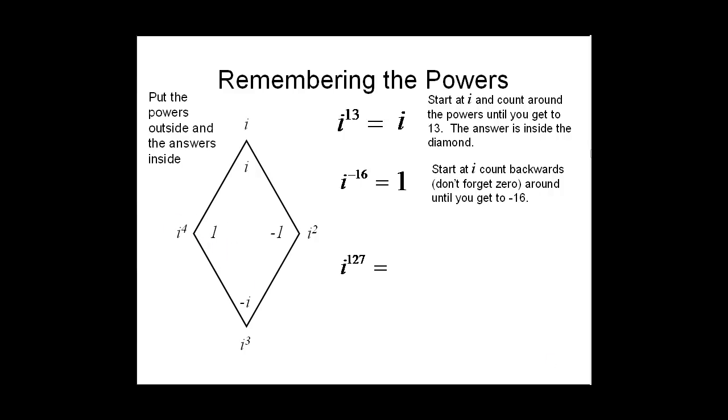Now, if you have a very large power, all you need to do is divide by 4, because you'll notice there's 4 corners. And when you divide by 4 and keep the remainder, that is how many times you go around the last time. So 127 divided by 4 is 31 and 3/4. You keep 3 and you count to 3, so it's 1, 2, 3. i cubed is -i.